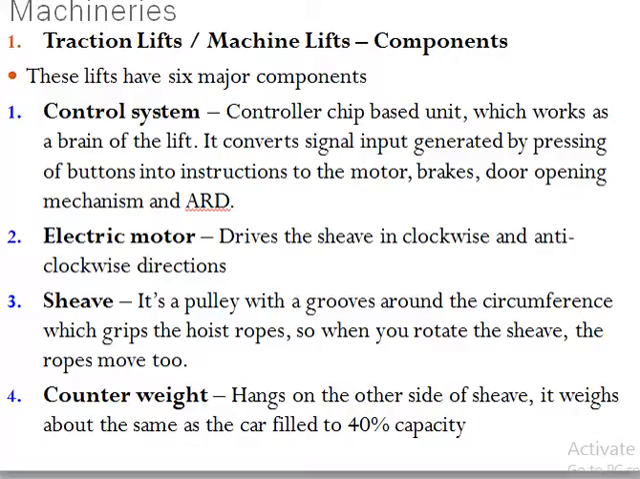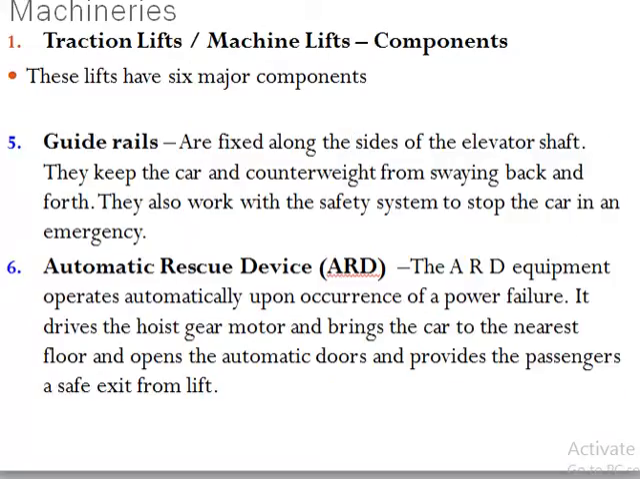Then the counterweight hangs on the other side of the sheave. It weighs about the same as the car filled to 40% capacity. Guide rails are fixed along the sides of the elevator shaft. They keep the car and counterweight from swaying back and forth. They also work with the safety system to stop the car in case of an emergency.